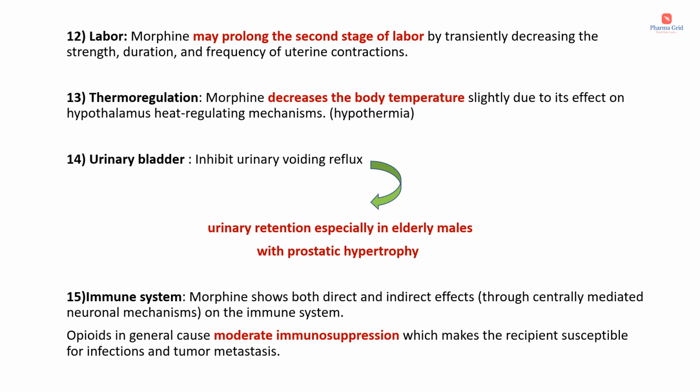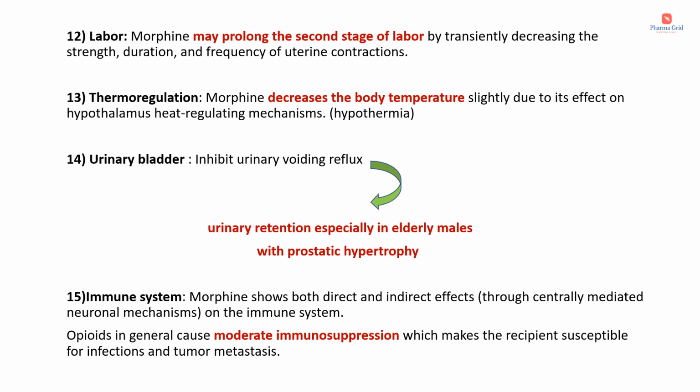Morphine decreases the body temperature slightly due to its effect on hypothalamic heat regulating mechanisms. So these opioid drugs will cause hypothermia. Hypothermia means decrease in the body temperature. Next, in the urinary bladder, these drugs will inhibit the urinary voiding reflex. As a result, what will happen? Urinary retention, especially in elderly males with prostatic hypertrophy. So these opioid drugs will cause urinary retention.